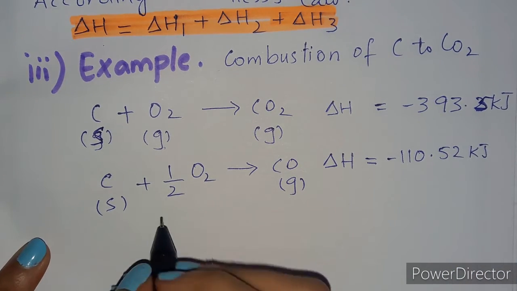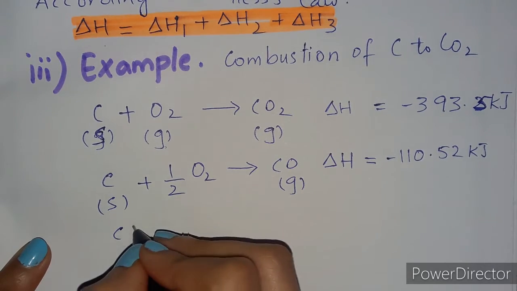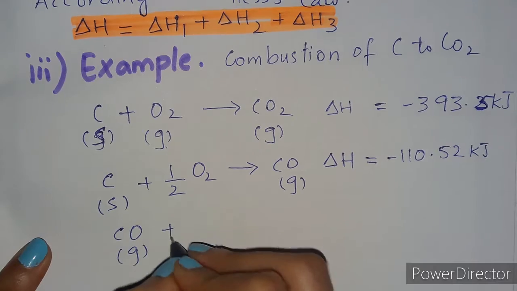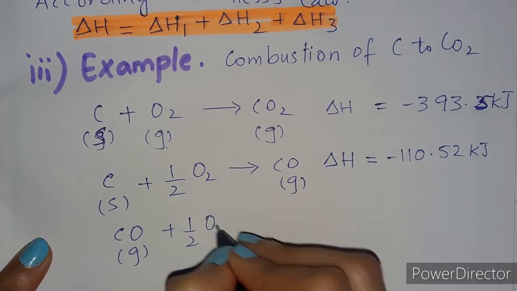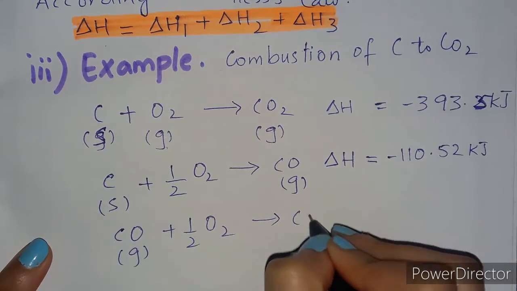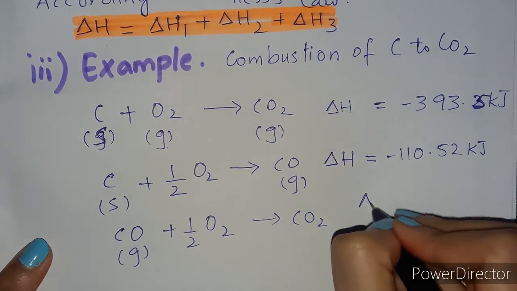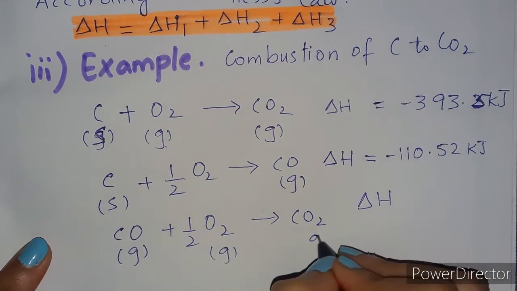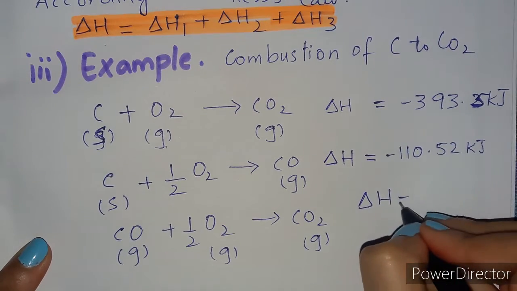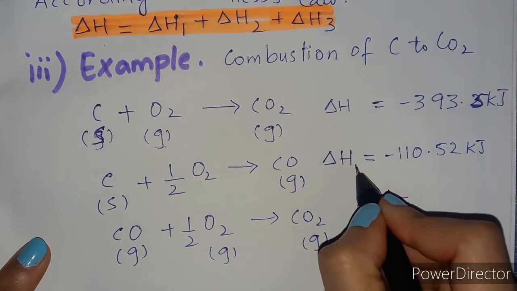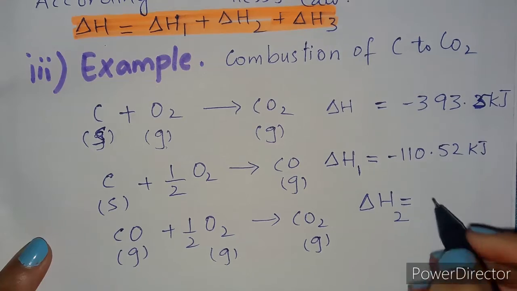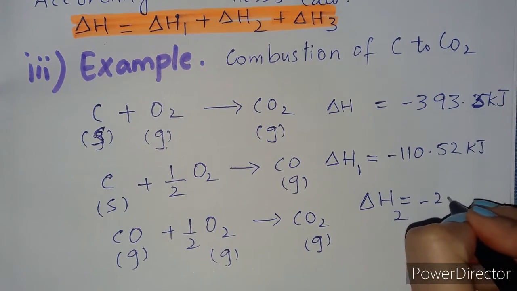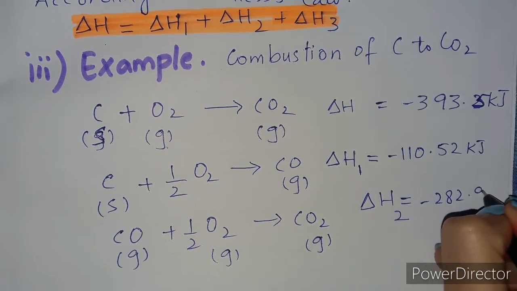Then third reaction is carbon monoxide, a gas, plus half of oxygen gives carbon dioxide. Here it is gas and this is also gas. And the enthalpy included is, this is enthalpy 1 and this is 2. Its value is minus 282.98.